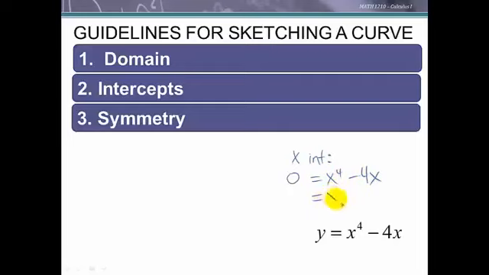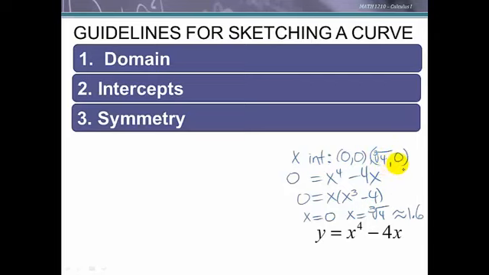We can factor out an x and have x cubed minus 4 equals 0, so that means x equals 0 or x equals the cube root of 4, and we could punch buttons on that and see that that is about 1.6. So our x-intercepts are going to be at (0, 0) and at (the cube root of 4, 0). Now for y-intercepts, we would put 0 in for x, but we would get back 0, so this x-intercept is also where it crosses the y-axis at 0 as well.